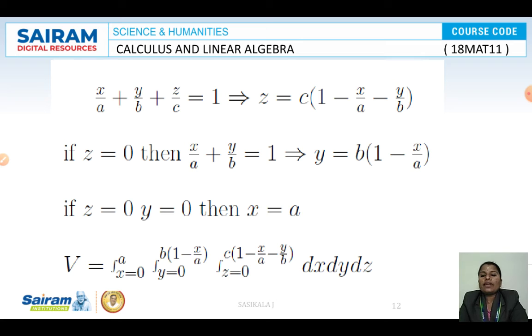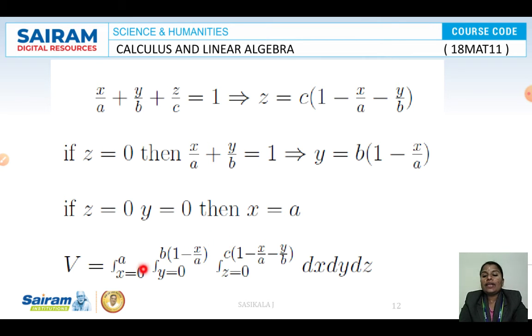Now, x by a plus y by b plus z by c equal to 1, which implies z is equal to c into 1 minus x by a minus y by b. If z is equal to 0, we get x by a plus y by b equal to 1, that is y is equal to b of 1 minus x by a. So y varies from 0 to b of 1 minus x by a. If z is equal to 0 and y is equal to 0, we get x is equal to a.